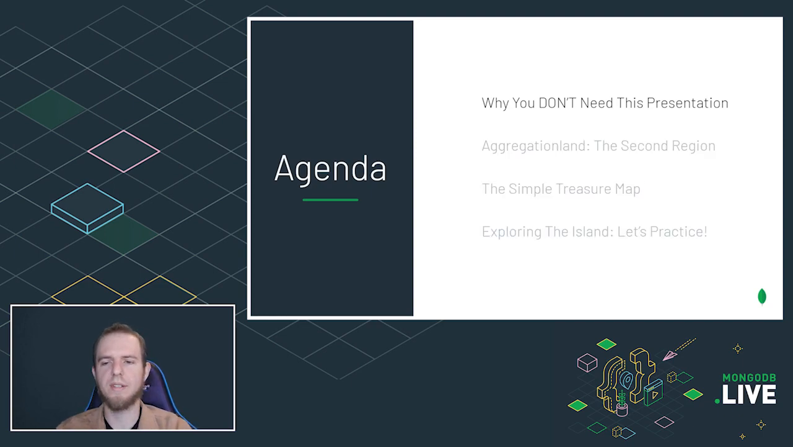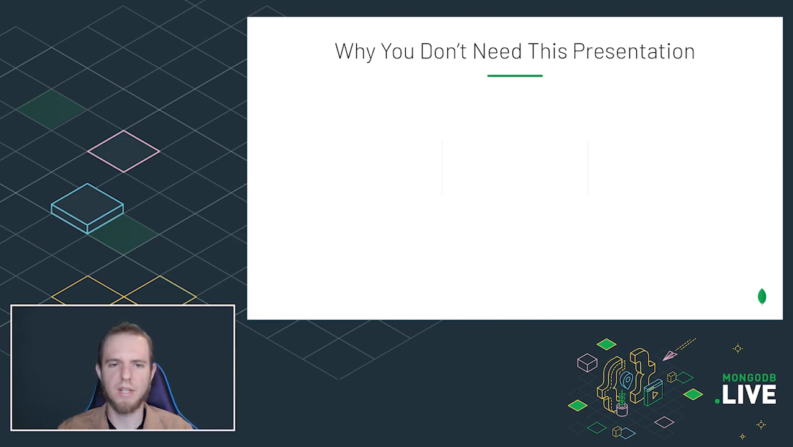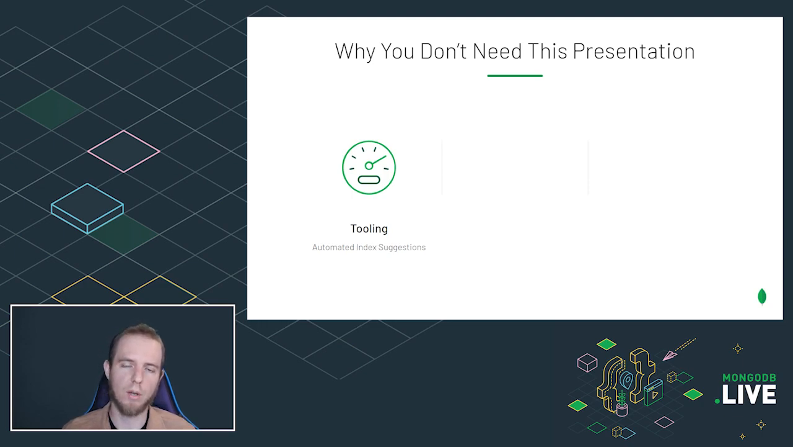So with that, let's go ahead and get started on the first item here, which is why you don't need this presentation. So there's a few reasons that I make this kind of odd statement, but the first is that there's a ton of tooling that's getting increasingly better over time. So for example, Compass has an aggregation builder, which really helps build aggregations themselves. You can take a look at what the different stages are, how things are coming together, and debug just a lot of logical issues there.